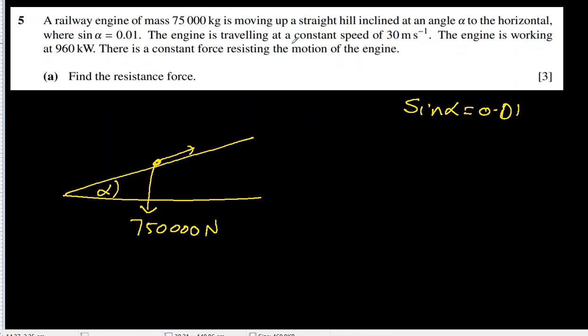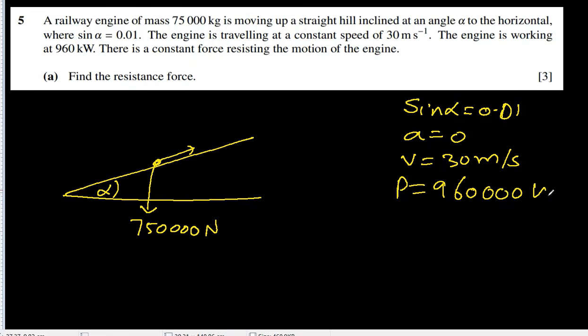The engine is traveling at a constant speed. That means acceleration is 0. And it is 30 meters per second throughout the speed. The engine is working at 960 kilowatts. So power is 960 kilo, 1, 2, 3, 1000 watts. There is a constant force of resistance to the motion of the engine. Find the resistance force.